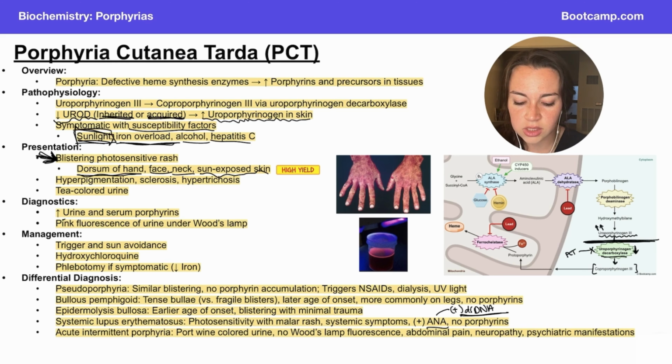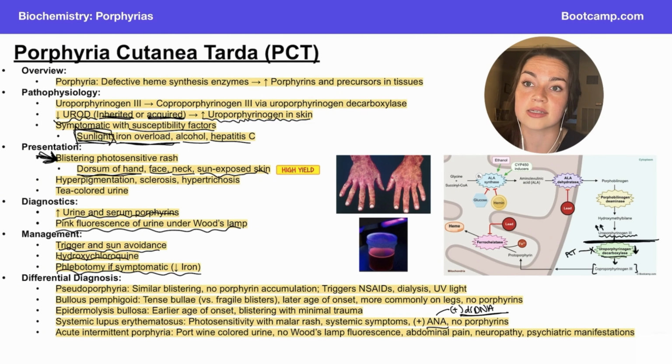To diagnose this, we looked for urine and serum porphyrins, as well as pink fluorescence of the urine, or really that coral color, under the Wood's lamp. We managed this by trigger and sun avoidance, hydroxychloroquine, as well as phlebotomizing off excess iron as necessary. And we talked through our differential diagnosis, which mostly included other blistering disorders, as well as lupus and AIP.